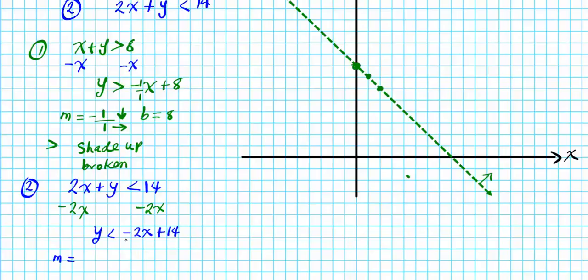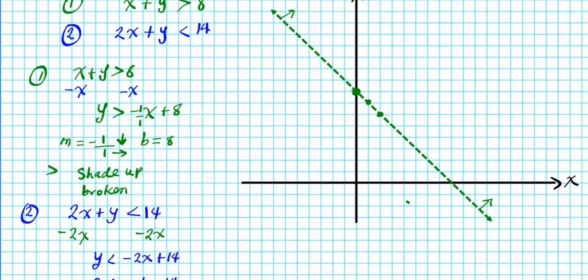m is the coefficient of x, negative 2 over 1. So we're going to rise negative 2, which is a fall, and run 1. Rise over run for your slope. Your y-intercept, b, is 14. So these are the conditions to graph the two points that define our line. Let's go ahead and do it.